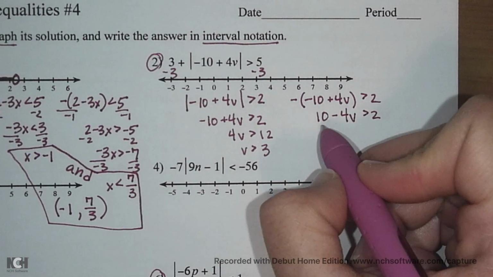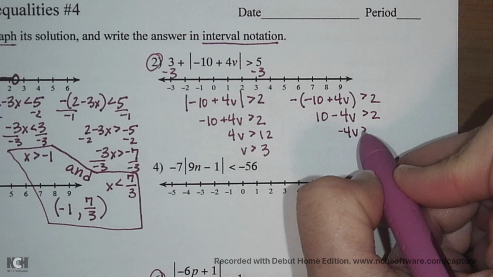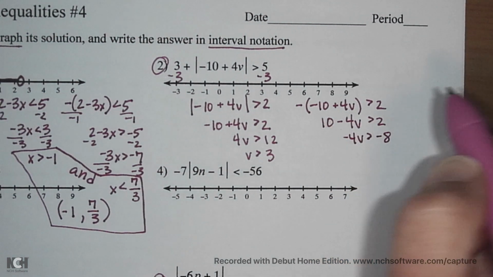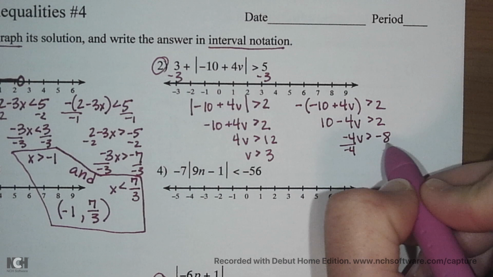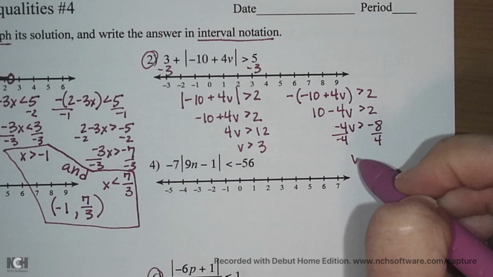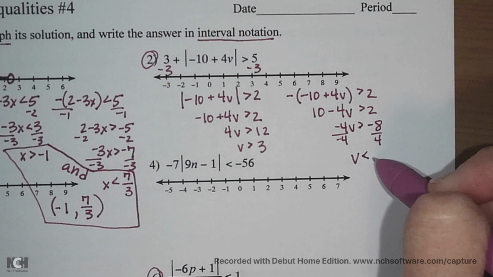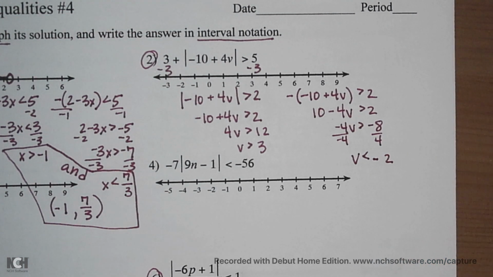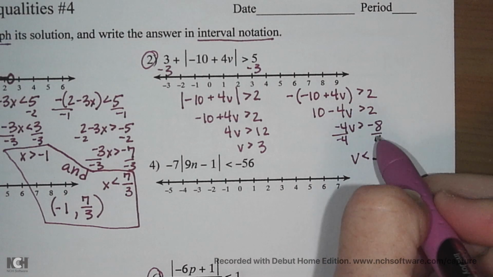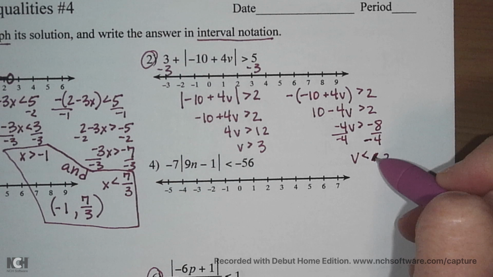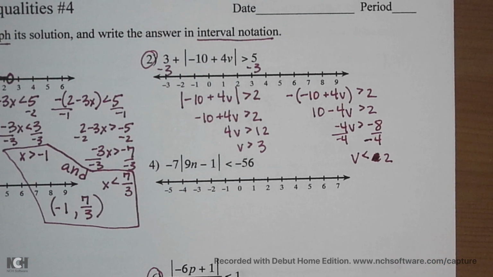Let's get rid of the 10 by subtracting on both sides. 2 minus 10 is going to be negative 8. And then we have to divide by that negative 4 and flip our sign. So v is going to be less than negative 2. Excuse me, I did that wrong. Negative 8 divided by negative 4, so v is going to be less than positive 2. Just scribble that out and we're all good.